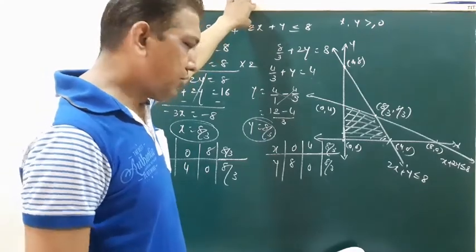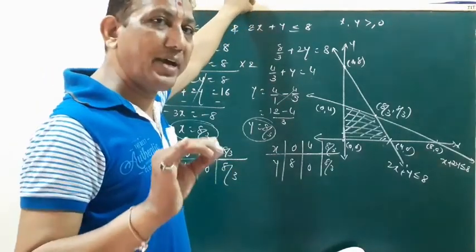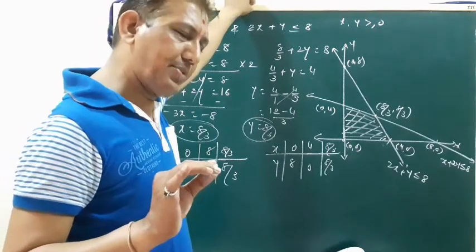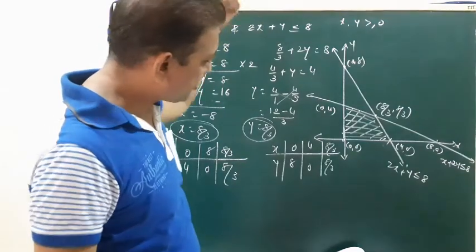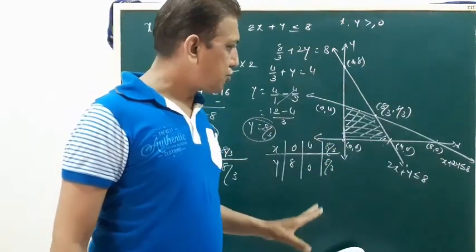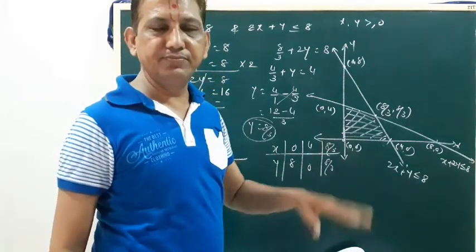All the graphs we draw in our notebook, but you should use a pencil. Not a pen. Okay? In your final examination, in school examination also, always draw the graph in your notebook, but use a pencil. Clear?